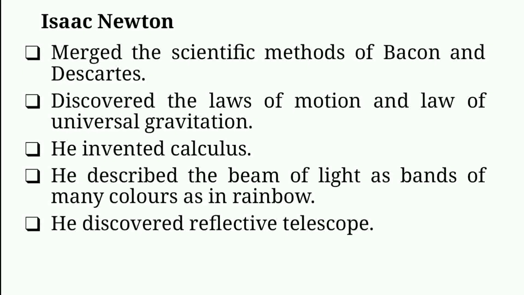Isaac Newton is another genius that was discovered in the 17th century. He matched the scientific methods of Bacon and Descartes. He discovered the laws of motion and the law of universal gravitation. Newton invented calculus, and he described the beam of light as bands of many colors, as in the rainbow. Newton also invented the reflective telescope that is being used worldwide today.